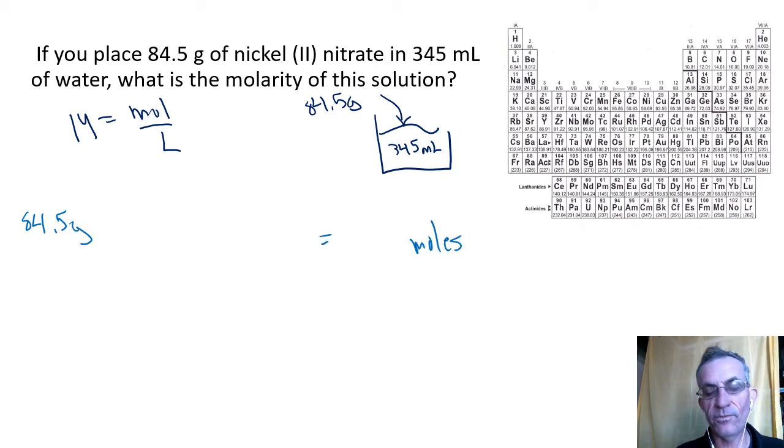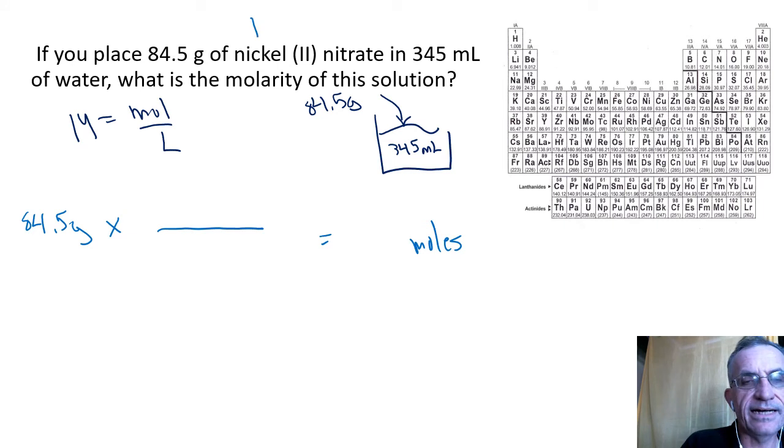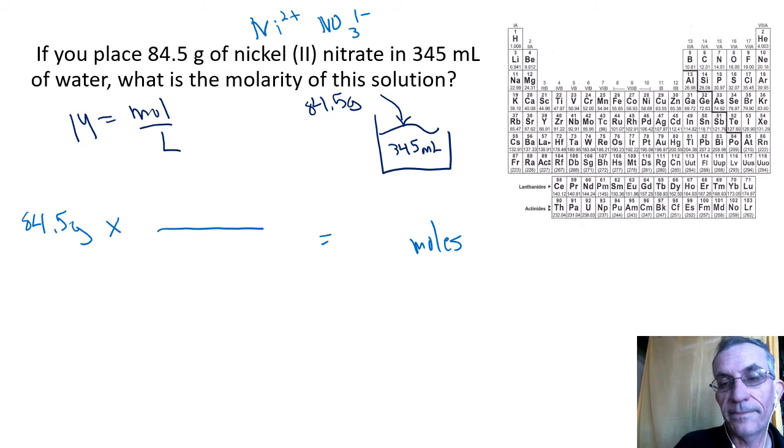Now, the way you go from grams to moles again, you add up the weights off the periodic table. Now, this time I'm even a little meaner to you than last time because I didn't tell you the formula. What atoms are we supposed to be adding up to get that conversion factor from grams to moles? Well, you're going to have to figure out the formula. Nickel, what's the symbol for nickel? Ni. What does that Roman numeral mean? Oh, that means the charge. Nitrate. What's nitrate? Oh, that's a polyatomic. It's NO3 minus 1.